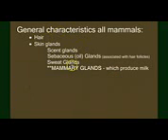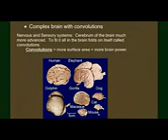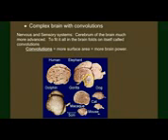The next characteristic that we see in all mammals is a complex brain with convolutions. When we look at the mammal brain, it's pretty unique. Convolutions are folds, and you see all these folds that kind of look like spaghetti in here. When you look at the brain of a fish or a reptile or an amphibian and even a bird, this part of the brain called the cerebrum is actually smooth. It doesn't have all these folds.